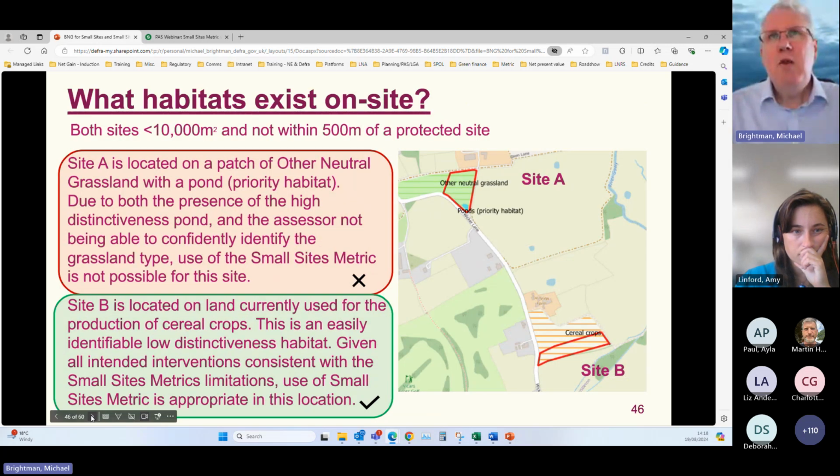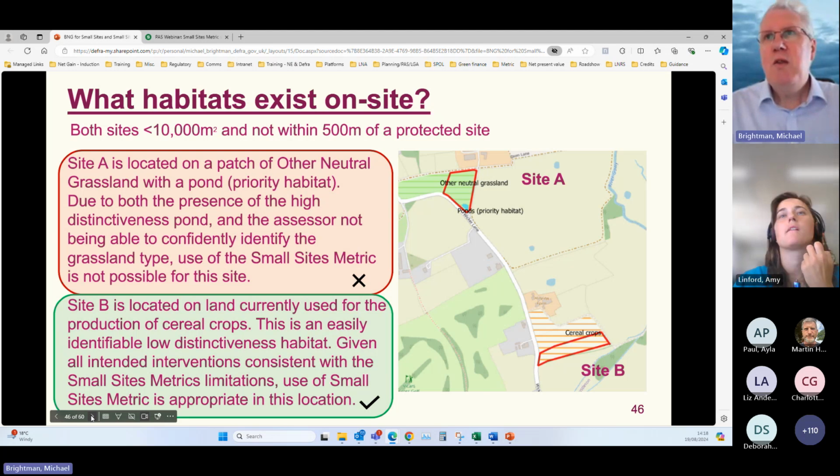Now let's look at what habitats are on site at baseline. In the examples on the right, site A and site B are both less than 10,000 square meters and are not within 500 meters of a protected site. Site A is located in a patch of other neutral grassland, but also with a pond priority habitat. A pond priority habitat is a high distinctiveness pond, and therefore the small sites metric can't be used.